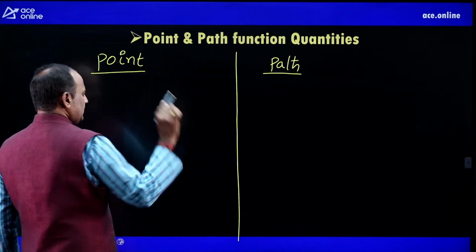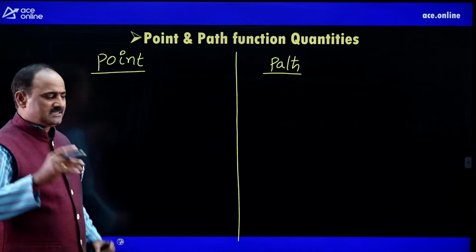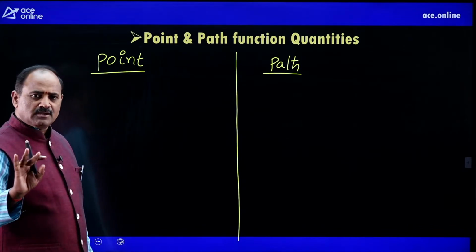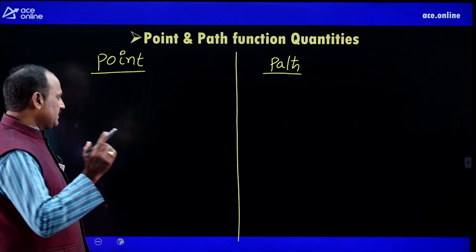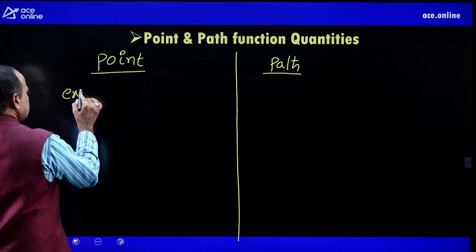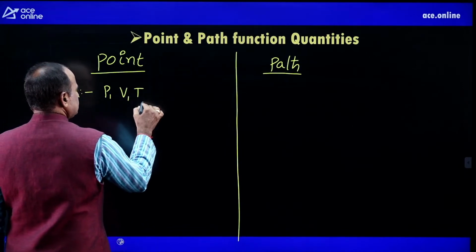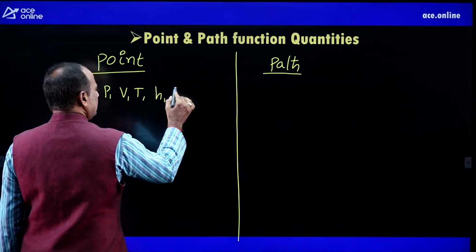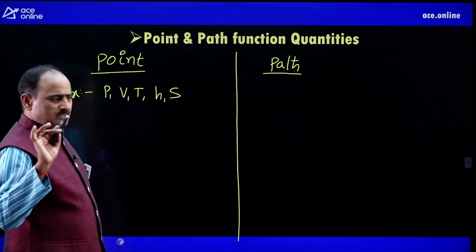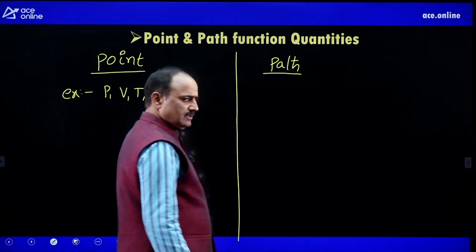Point function quantity means the quantity which is depending on state of the system is called point function quantity. Example, all thermodynamic system properties like pressure, volume, temperature, enthalpy, entropy, etc. These are all coming under point function quantities. Now come to the path function quantities.